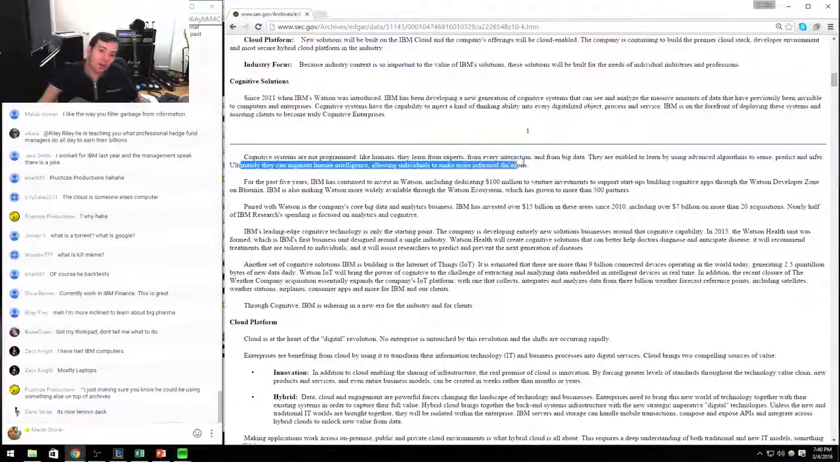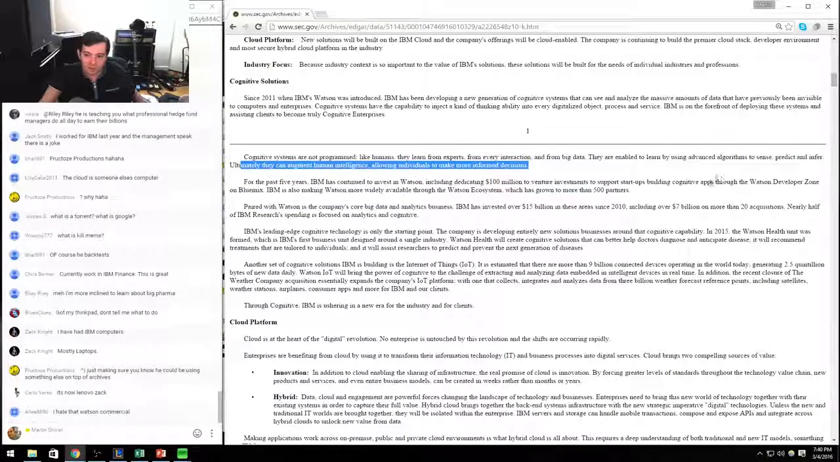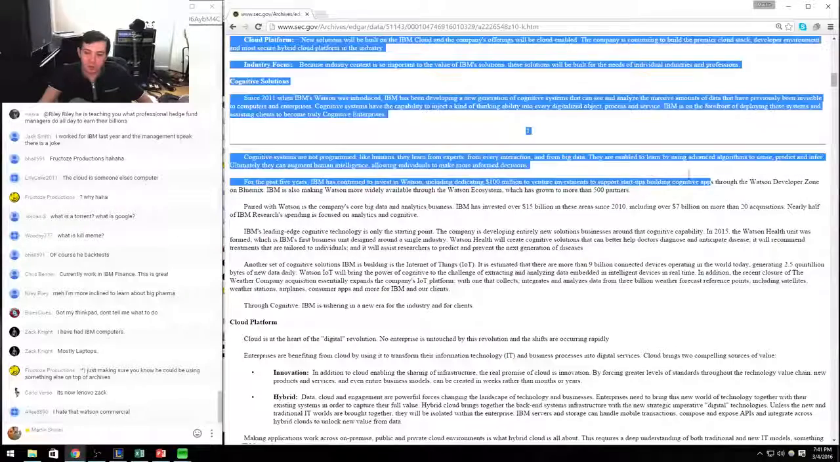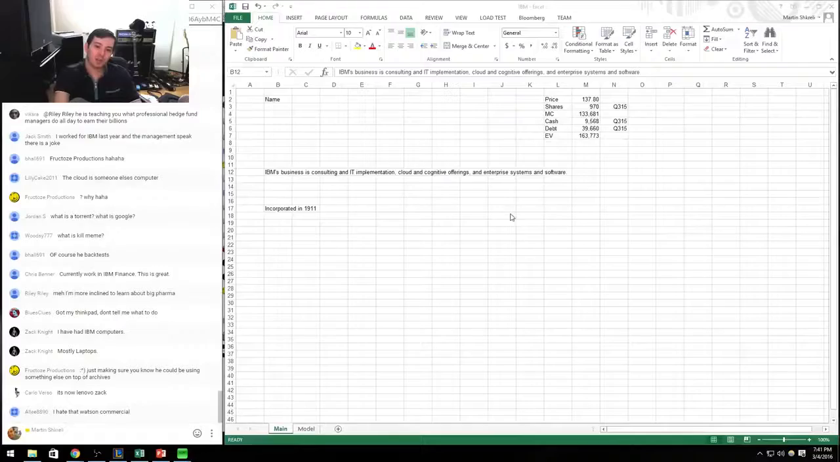Ultimately, they can augment human intelligence, allowing individuals to make more informed decisions. Bluemix. Building cognitive apps through Watson Developer Zone on Bluemix. I'm going to write that down.